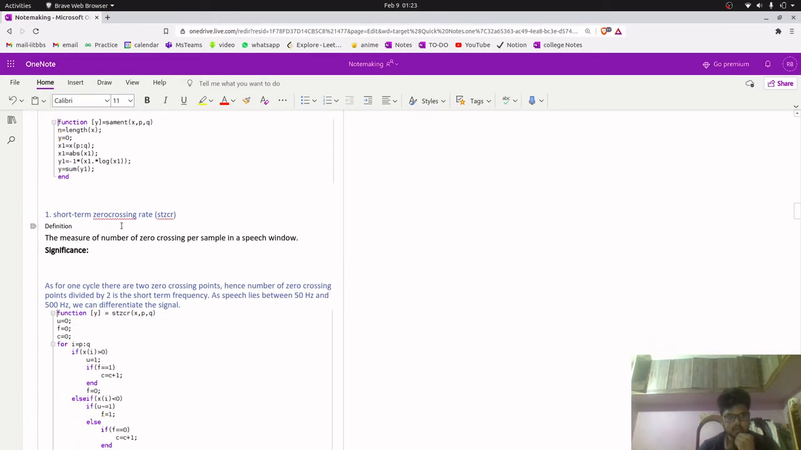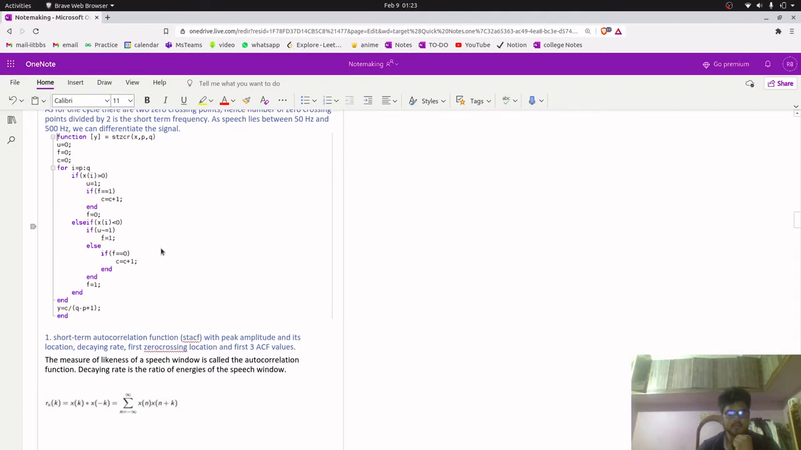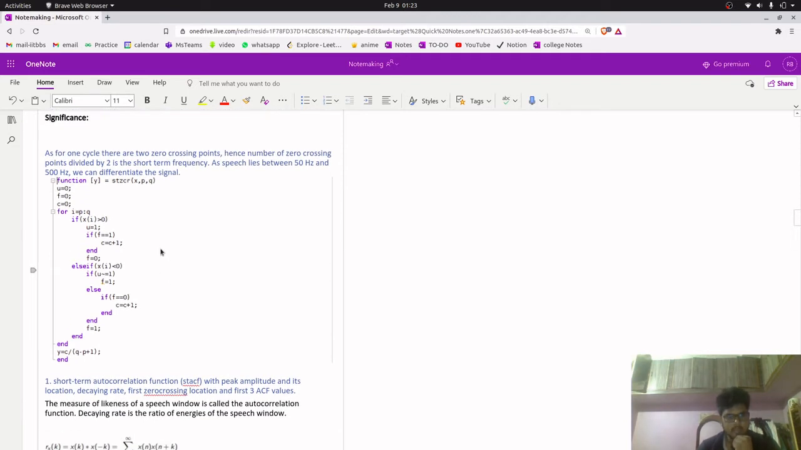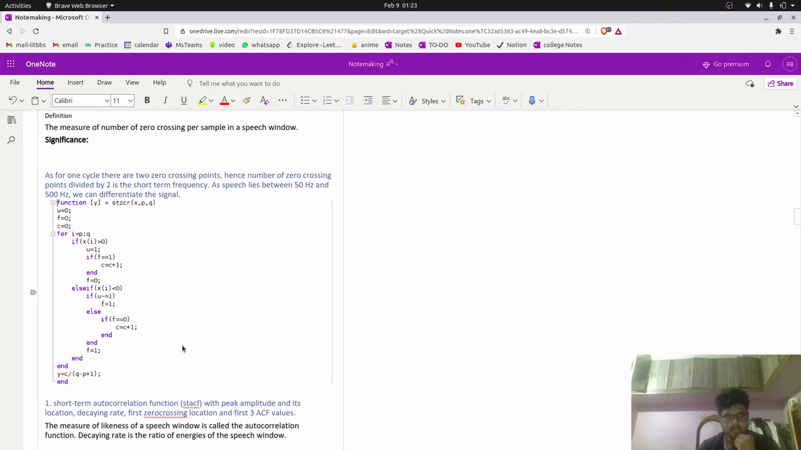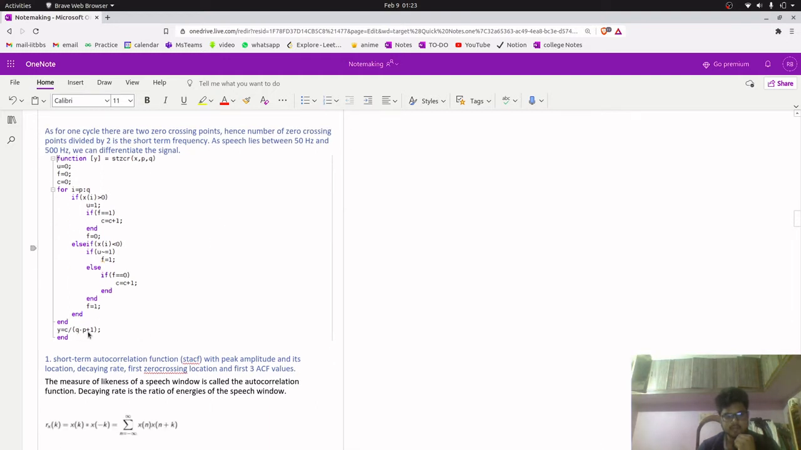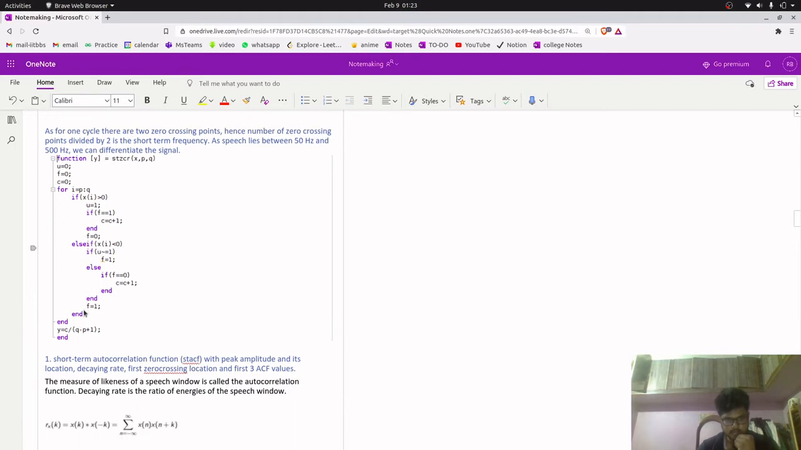Now short-term zero crossing rate. The zero crossing rate is the number of zero crossings per sample of speech. In this case q minus p plus 1 is the total number of samples, and c is the number of zero crossings. So I have implemented the same logic with the MATLAB code.